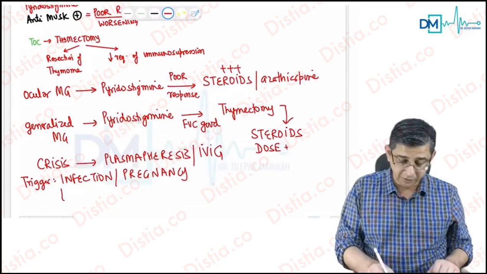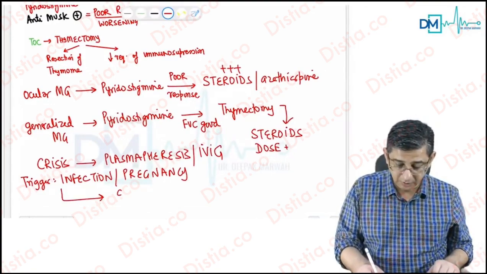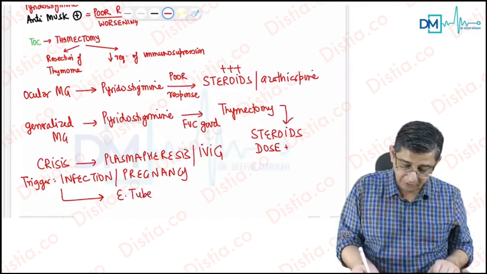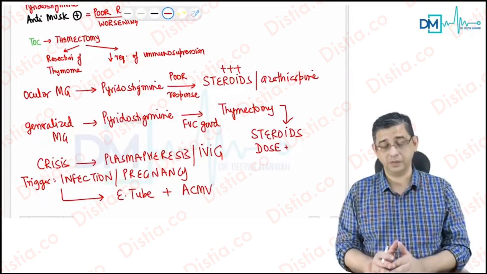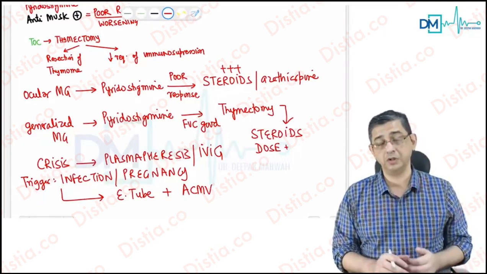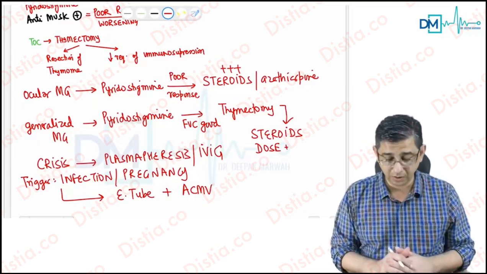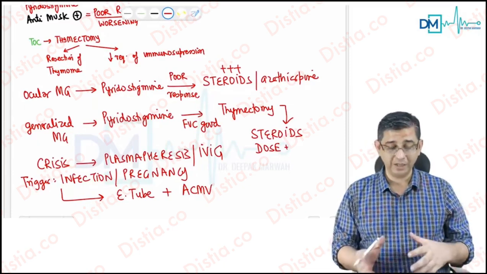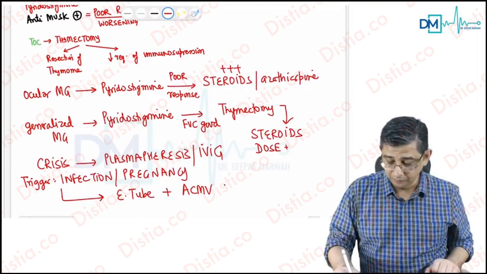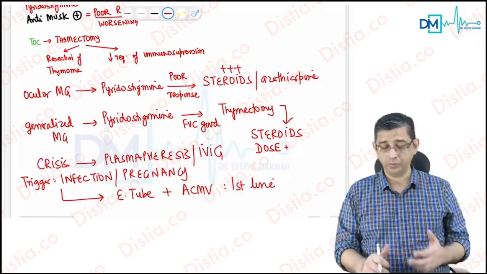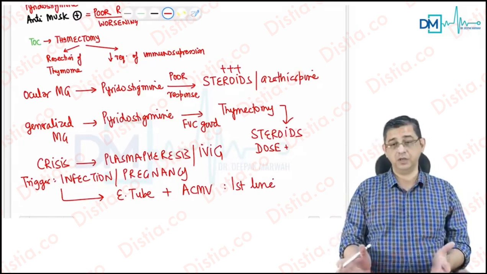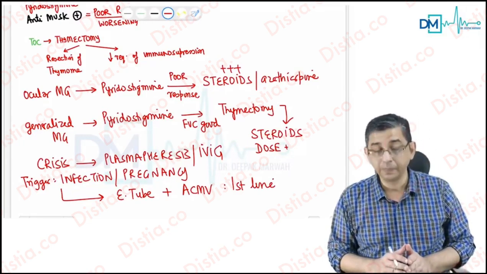If the question asks what is first to be done in myasthenic crisis, it is obviously elective intubation and ventilation of the patient. We will have to put the patient on assisted controlled mechanical ventilation because the PCO2 of the patient is beginning to rise and PO2 is significantly low. So the crisis has to be managed on a war footing. First line management is obviously to secure the airway, and then the treatment of choice for crisis is plasmapheresis and intravenous immunoglobulins.